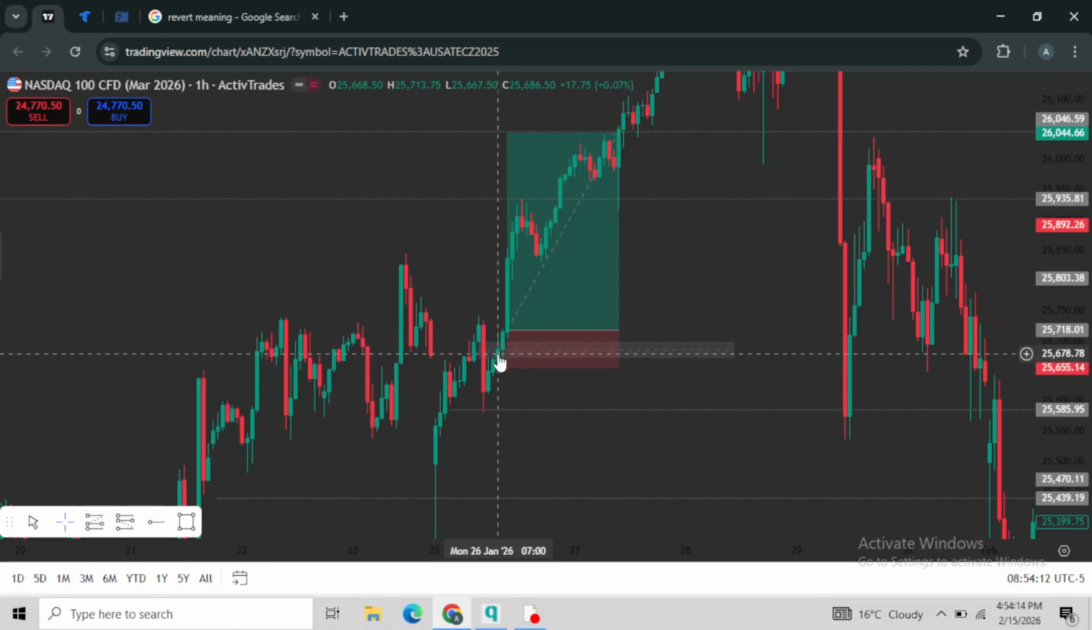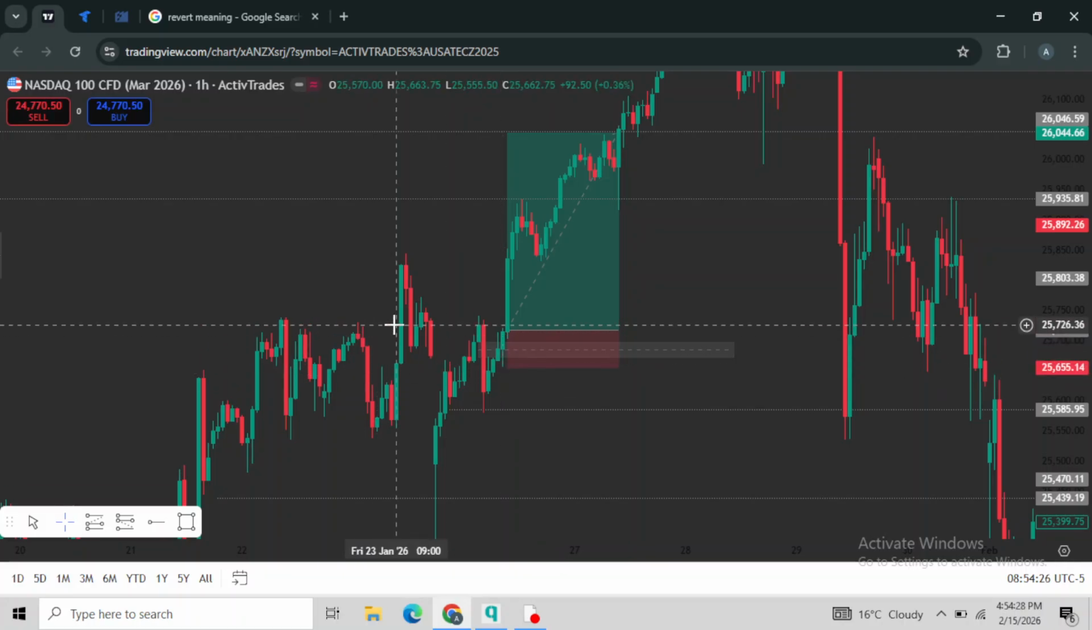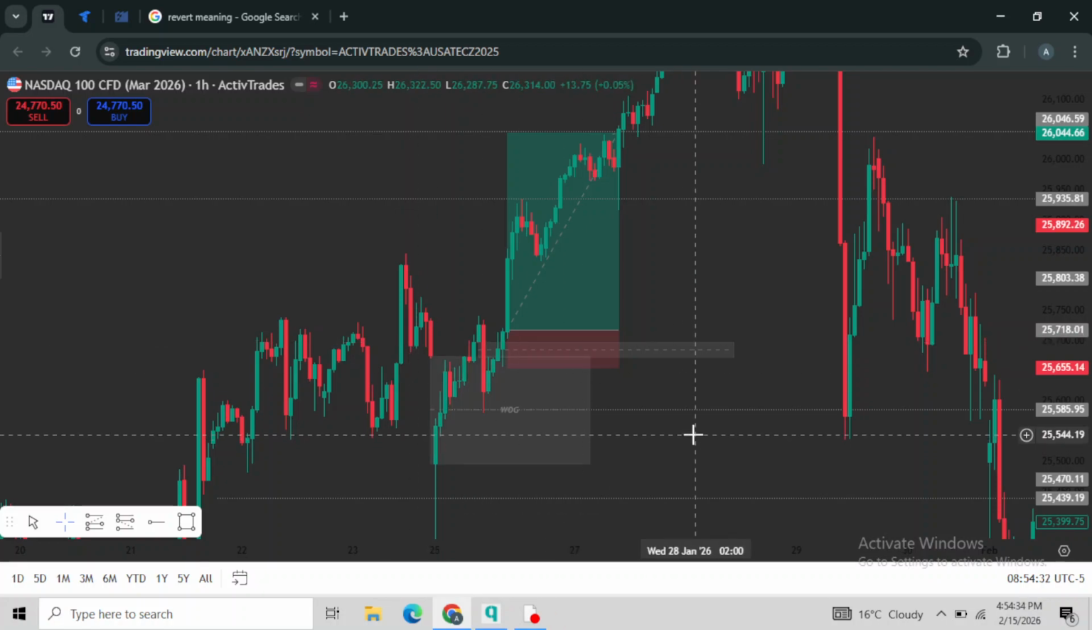Price closes above this at 9 a.m. New York time. Price closes above the gap, now indicating that the buys are a go. Let's return our weekly opening gap.